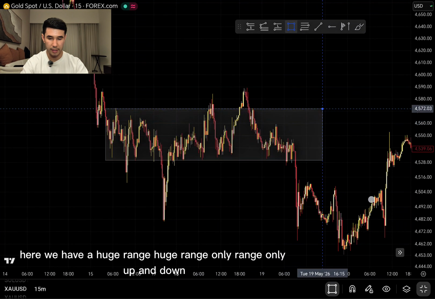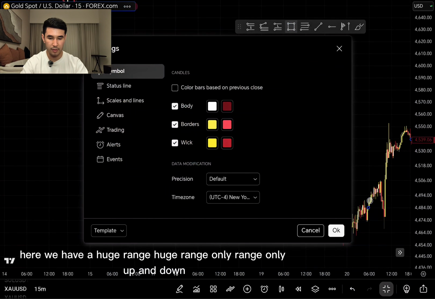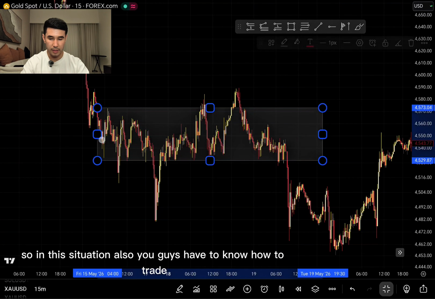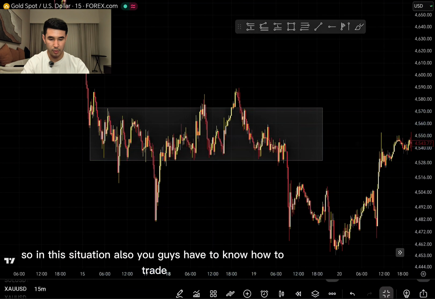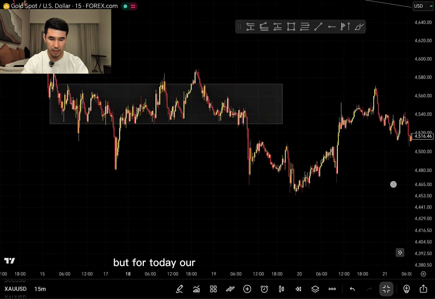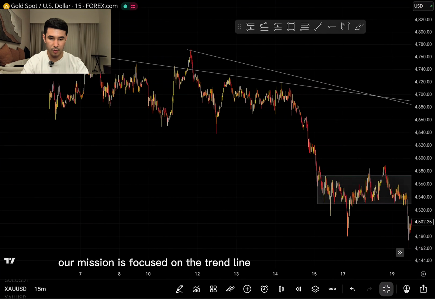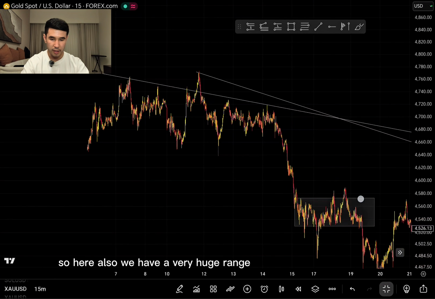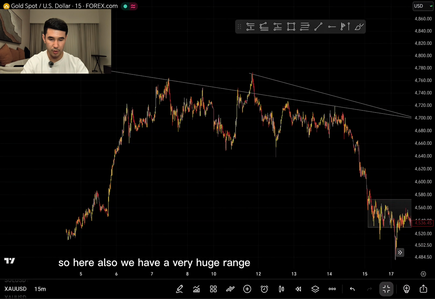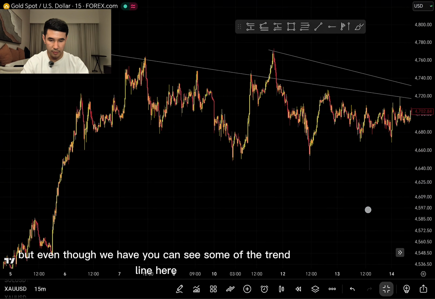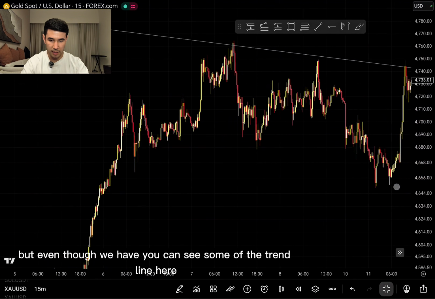For example, here we have a huge range, only up and down. In this situation, you guys also have to know how to trade. But for today, our mission is focused on the trend line. So here also we have a very huge range. But even though we have that, you can see some of the trend line here.